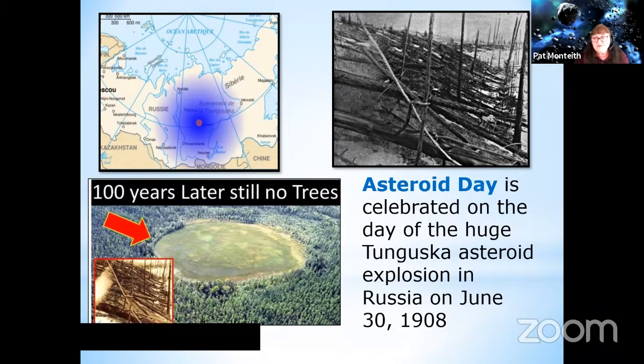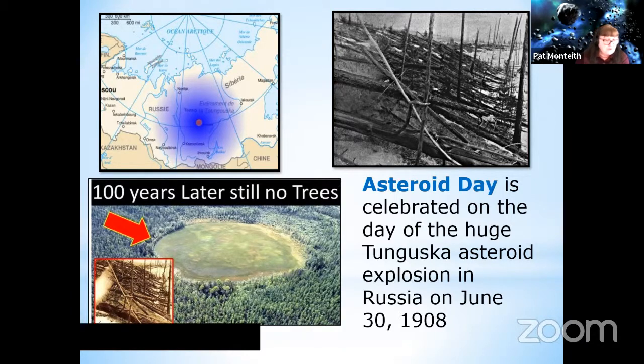Those trees that you see in the upper right-hand corner were on their side. 80 million trees were destroyed. And here it is more than 100 years later, and there are still no trees in the area. In that bottom left-hand picture, the trees are completely gone and have never been able to regenerate. So that asteroid explosion on June 30th, 1908 sure did an awful lot of damage.